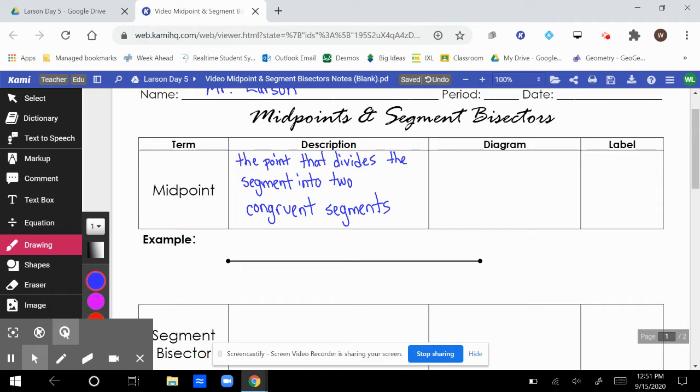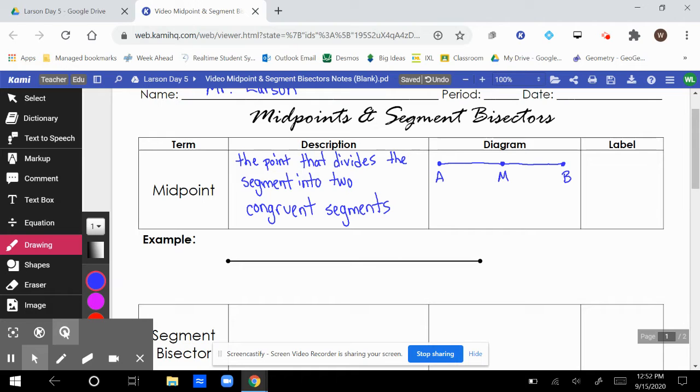Okay, so the first thing is the definition of a midpoint: a point that divides a segment into two congruent segments. That word congruent should stand out to you. Hopefully you have heard that in the past in math class, but for those of you who need a refresher, congruent means they are the same length. They are equal in length. So it's a point that divides a segment into two smaller segments, and those two segments are going to be equal in length.